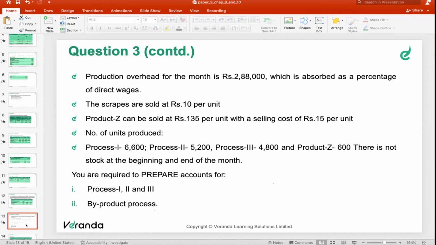Second point. Main product is equal to, what is it? Product X. Byproduct is equal to product Z. Product X is the main product, product Z is the byproduct.